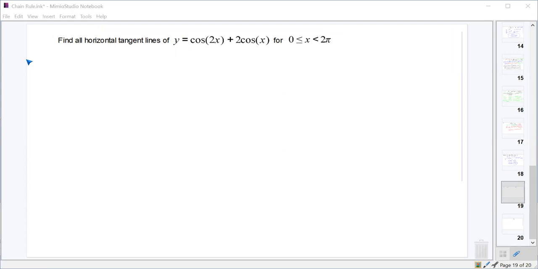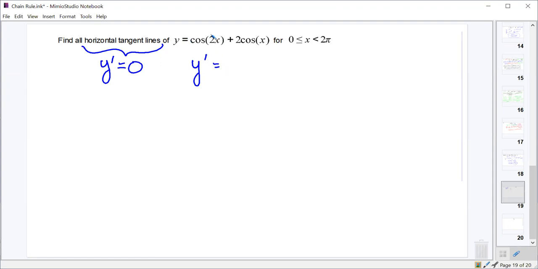So let's find some horizontal tangent lines. This will give us some good practice on solving trig equations also, in case you're needing a refresher on that. We want horizontal tangent lines. What does that tell you? What does that mean? Slope equals 0. The slope of the tangent line is 0, and the slope of the tangent line is the derivative, right? So y prime needs to equal 0. So let's find y prime.